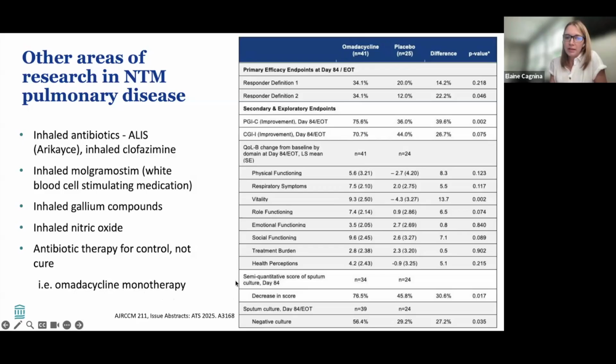And this was all people with M. abscessus. It was not all people with CF, but it was all people with M. abscessus. And you can see if you look at omadacycline versus placebo, again, only 40 patients in the omadacycline group and 25 in the placebo group. But these are quality of life metrics. Like they felt much better on omadacycline than they did on placebo. And there was actually some improvement in sputum. So people had less abscessus in their sputum, and about half the people actually converted their sputum to negative with single drug therapy. So this is something that is very interesting because it's a much better tolerated plan for people than multiple drugs over a whole year.